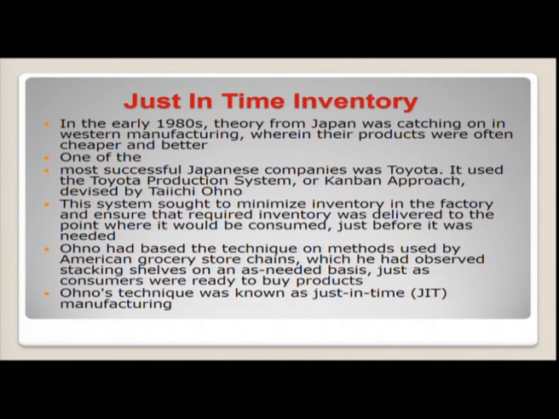Ohno's technique was also known as just in time manufacturing, because the product was manufactured based on the need of the consumer or the customer. Who is the consumer, who is the customer? A consumer is an end user, a person who consumes the product. A producer is a person who produces the product. A customer is a person who purchases the product. So a customer purchases whereas a consumer consumes it.